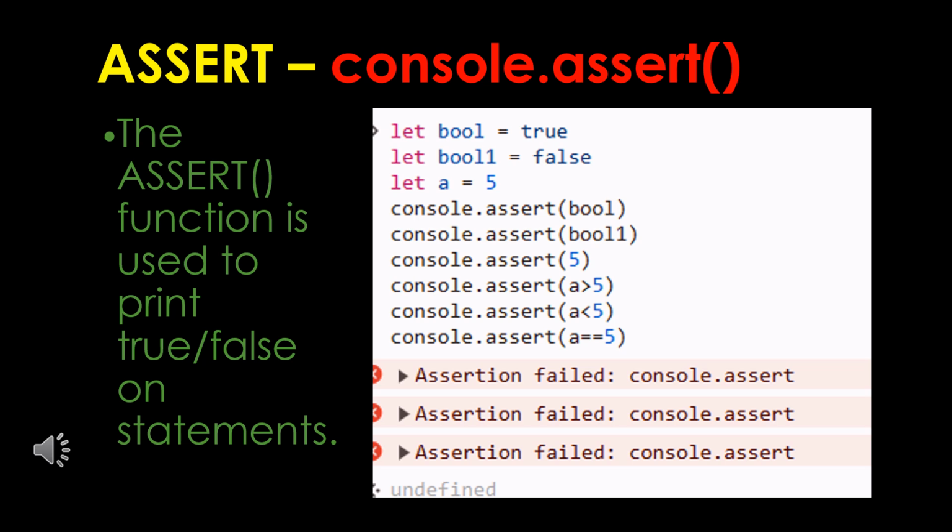and a is greater than 5, so 5 is greater than 5, it is a false statement. A is less than 5, this is also a false statement, and a equal to 5 is a true statement. And you can find that the second and third statements, a greater than 5 and a less than 5, are printed in the console.assert.